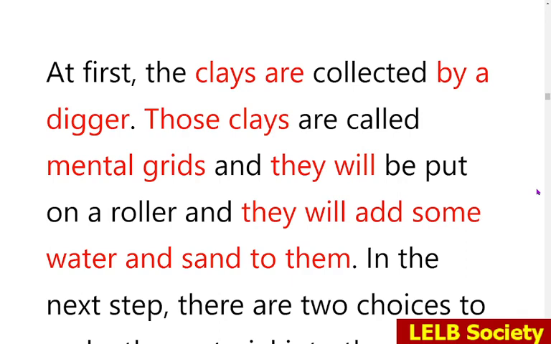Those clays, again, actually clay is uncountable. So that clay is called mental grids, which is wrong. Actually, that is metal grids. So metal grids, not mental grids. You need to be very, let's say, accurate about describing or representing the visual data, and it must be precise. And they will be put on a roller. Again, actually it should change to it, because it refers to clay.